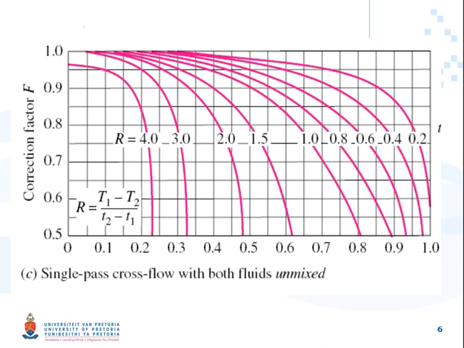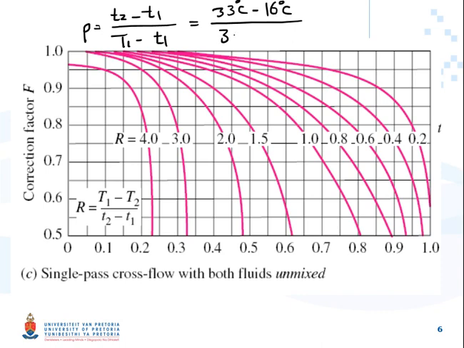Okay, so P, we said that basically is equal to the outlet temperature of cold fluid minus inlet temperature of cold fluid, divided by inlet temperature of hot fluid minus inlet temperature of cold fluid. So we just write them down because we know the numbers. So it's 33 degrees minus 16 degrees divided by 38 degrees minus 16 degrees. So it will be equal to 0.77.